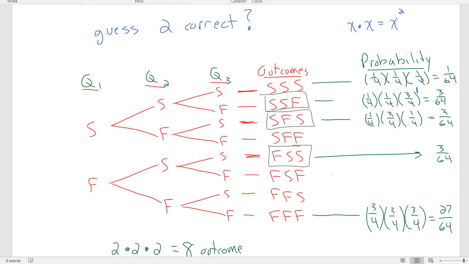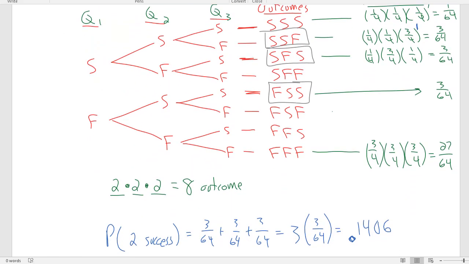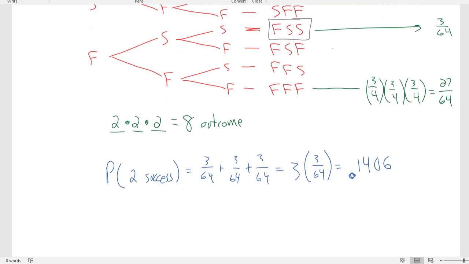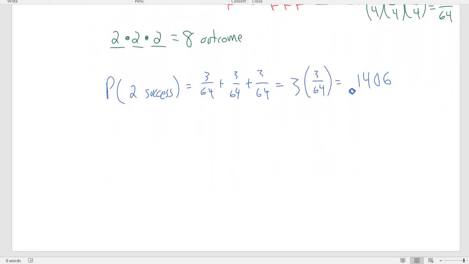So let me write this down as a formula here, and then we'll discuss it a little bit deeper. So in this situation, what we were looking at is we had the probability of success. And in fact, let me come back over here for a second. We had a probability of success of a quarter, and we had 2 of those. We had 2 successes out of 3 questions. And then we had a probability of failure that was 3/4, and there was only 1 of those.